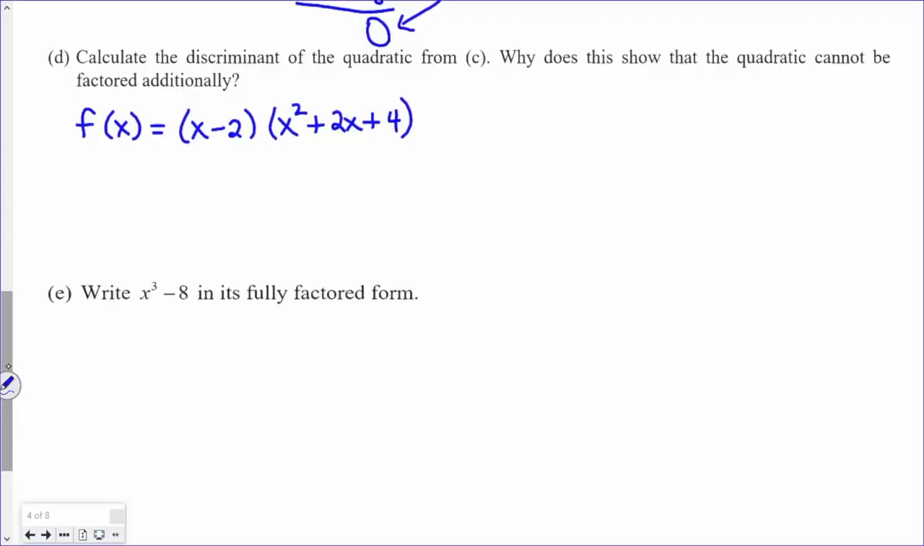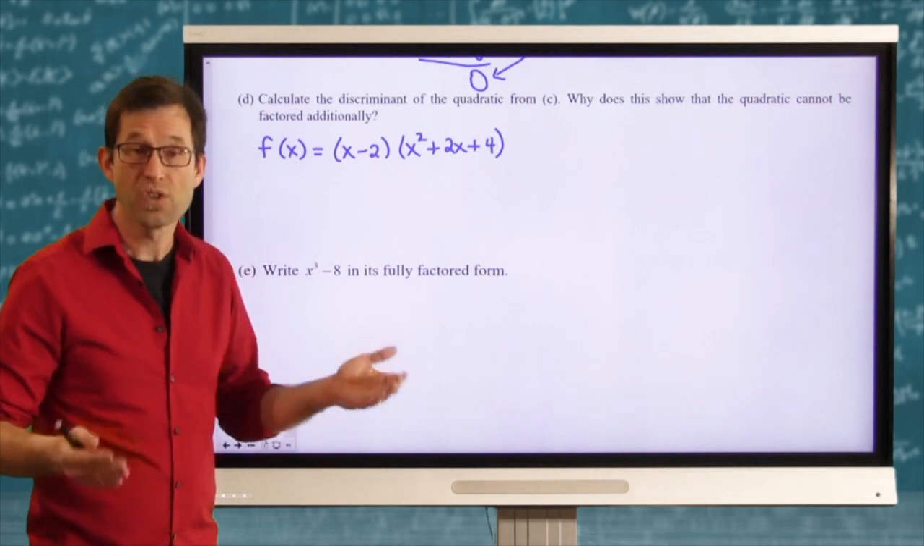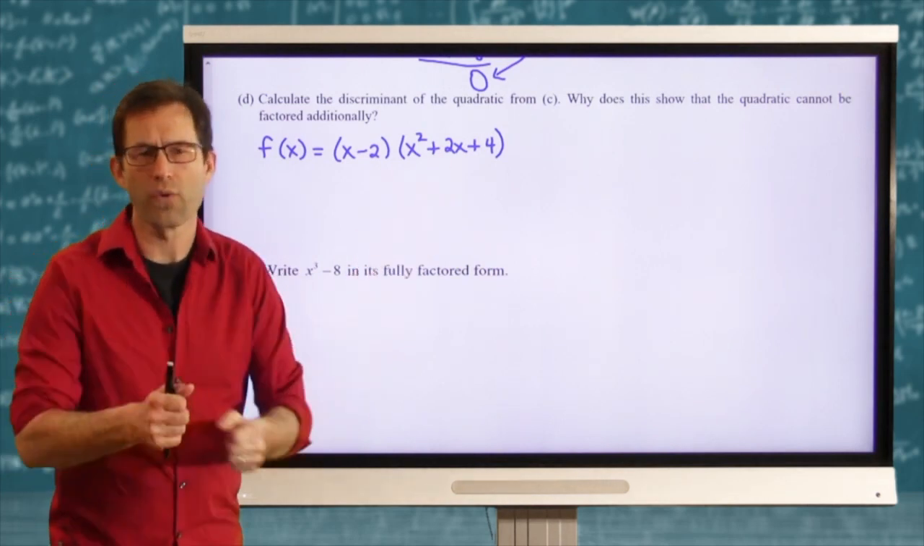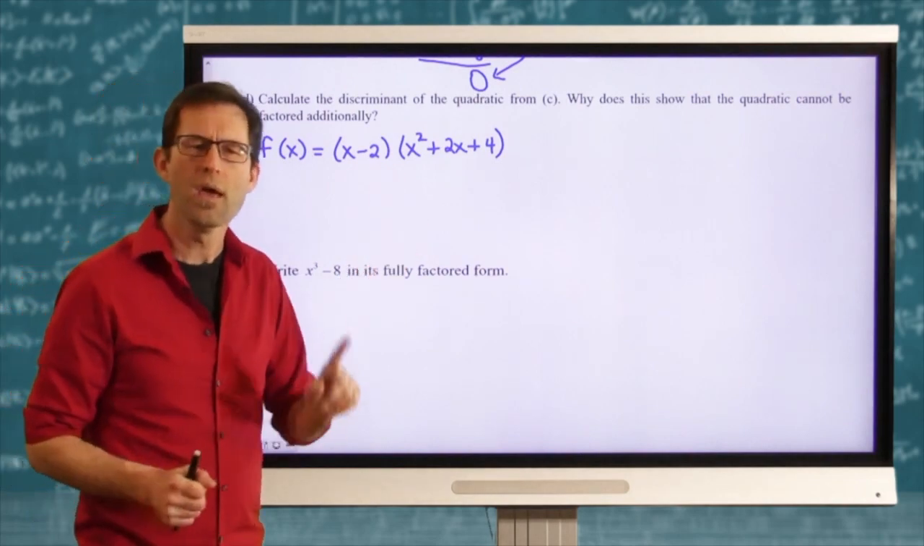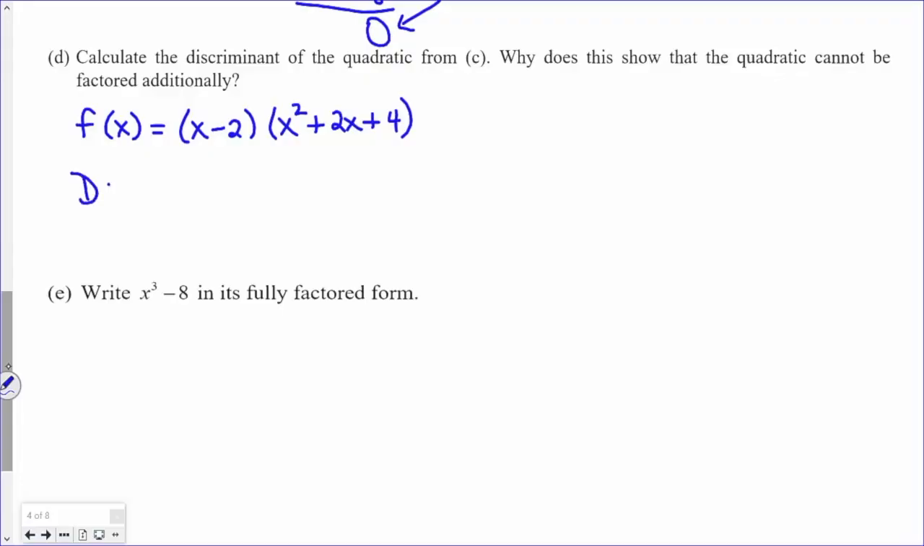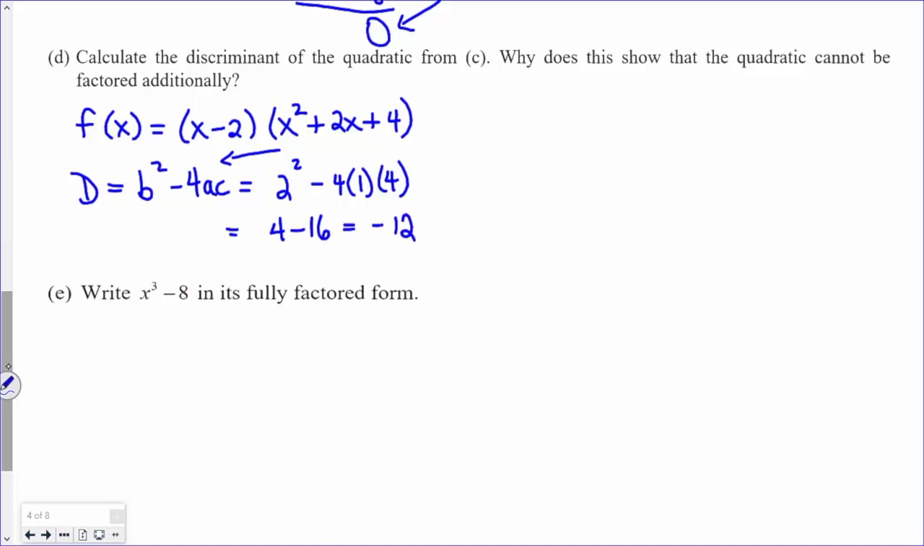Now this question says, why does this show that the quadratic cannot be factored additionally? So most of the time we would want to take that quadratic and break it down into the product of two more linear terms, okay? But let's take a look at the discriminant. Remember, the discriminant is b squared minus 4ac. And if we calculate that for this quadratic, what we see is our b is 2. So we get 2 squared minus 4 times a times c. So that's going to be 4 minus 16, which is negative 12.